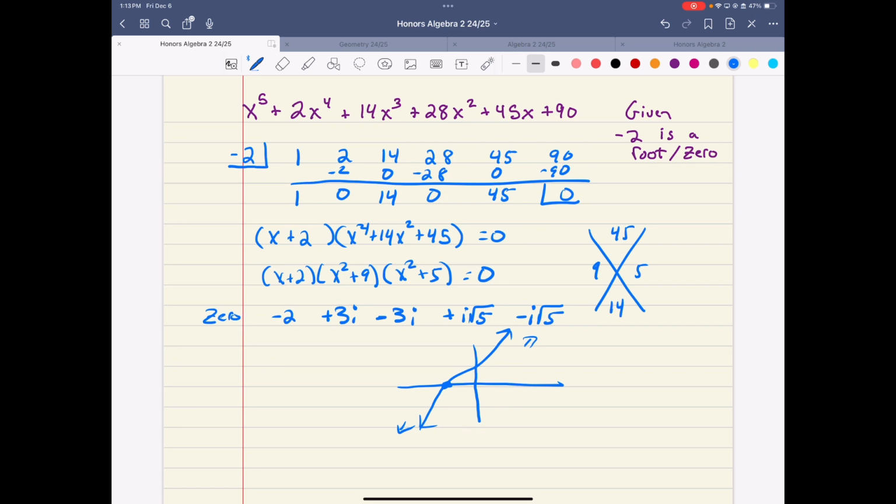It doesn't bounce off, it only has multiplicity of 1. It just goes through it. I'll show you what the actual graph looks like.